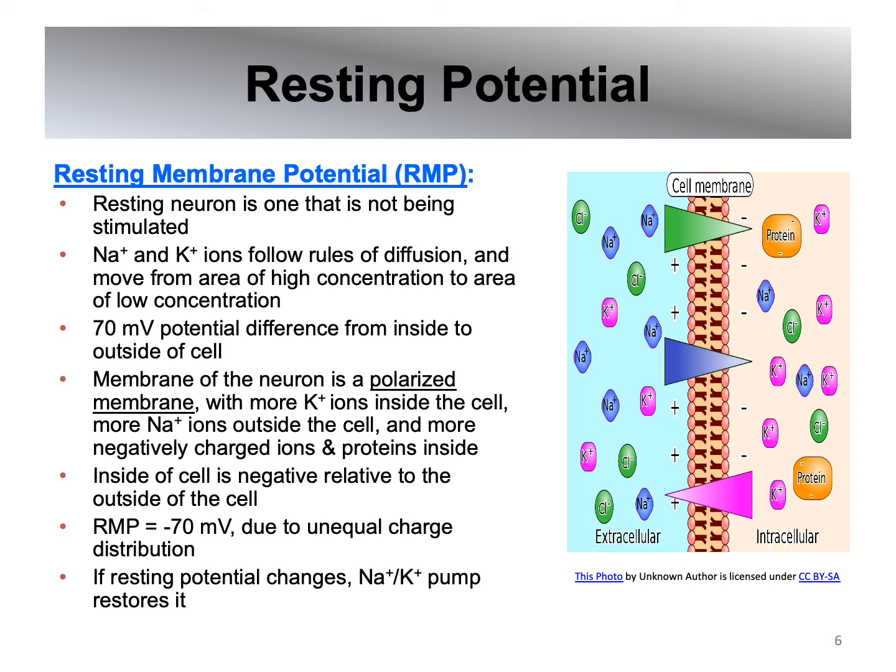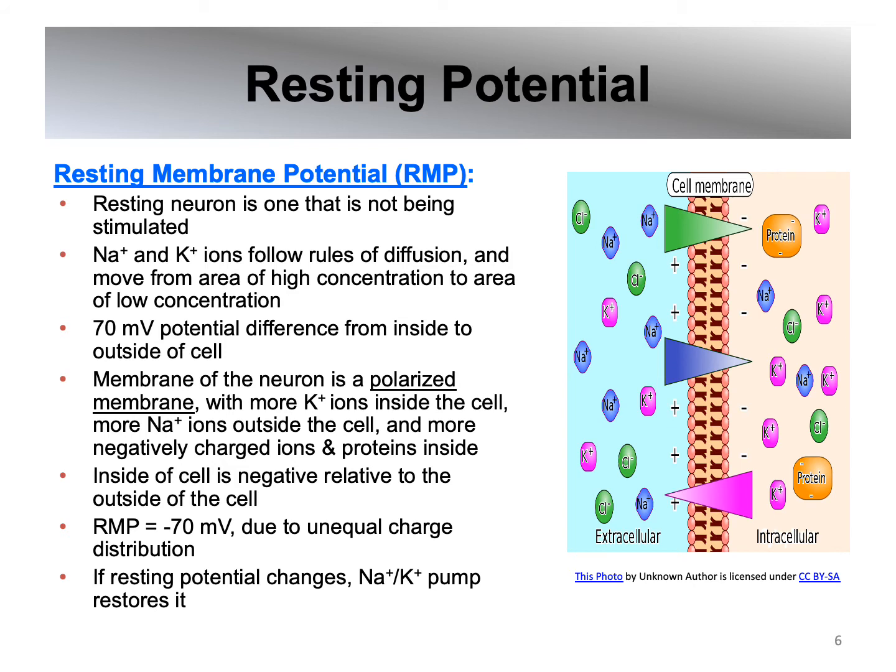Sodium and potassium ions follow the rules of diffusion. That means concentration gradient, right? From high concentration area, it goes to low concentration area. Resting membrane potential is considered as a negative 70 millivolt potential difference, and that means the inside of the cell is more negative compared to outside of the cell.